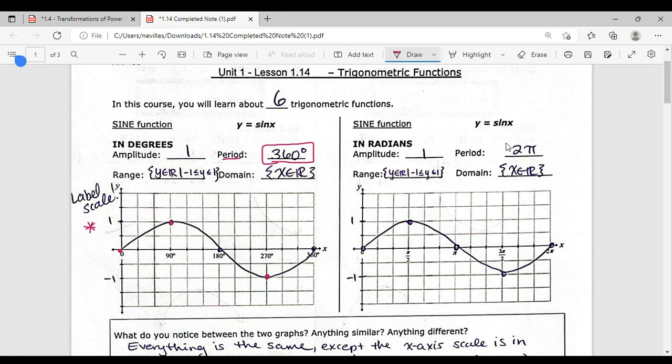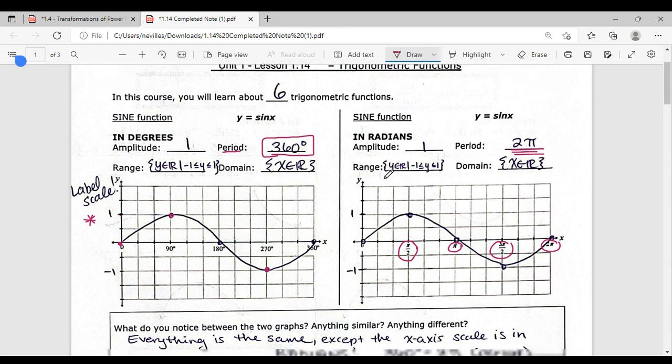Now, if we convert those degrees, the 90, 180, 270, 360, into radians, we'll get pi over 2, pi, 3 pi by 2, and 2 pi, making an entire wavelength 2 pi radians long. The domain and range will stay the same. This is the only difference that we're going to be doing in grade 12.